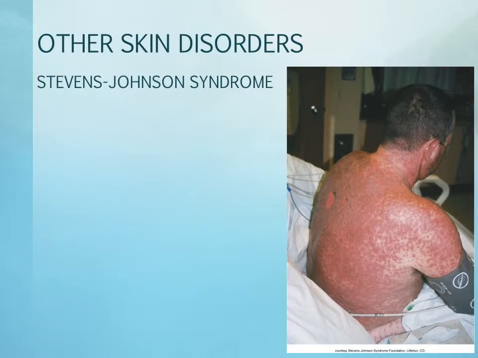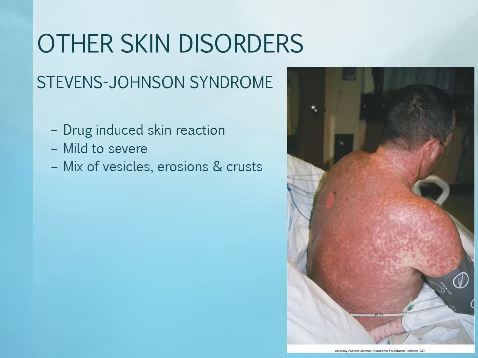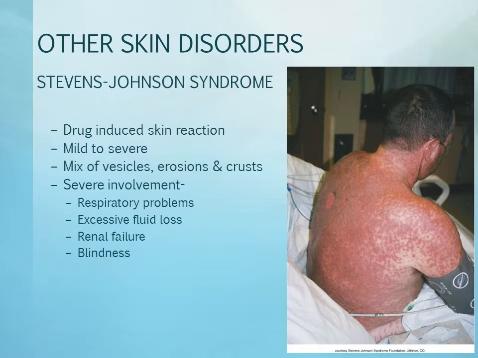Stevens-Johnson Syndrome is another skin disorder, and if you ever see this, you will never forget what it looks like. It is a drug-induced skin reaction. It can range from mild to severe. It appears as a mix of vesicles, erosions, and crust. It can become life-threatening. Severe involvement involves respiratory problems, excessive fluid loss, renal failure, and/or blindness. Treatment is to remove the offending drug.